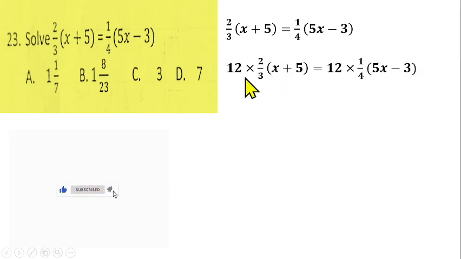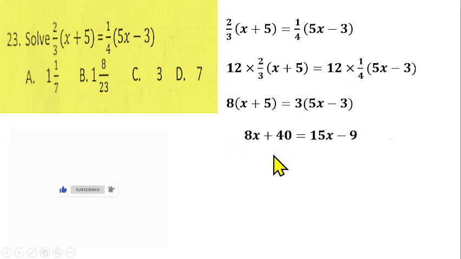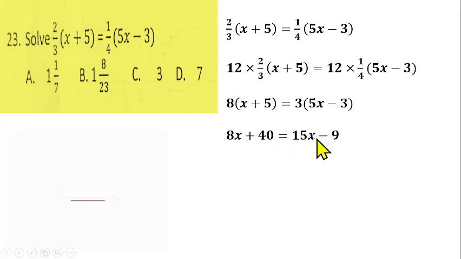If you do that, you have 12 multiplied by this equals 12 multiplied by this. 3 in 12 gives us 4. Then you'll have 4 times 2, which gives us 8 into x plus 5. 4 in 12 gives us 3. 3 times 1 is 3 into 5x minus 3. Open the bracket, we have 8x plus 40 equals 15x minus 9.